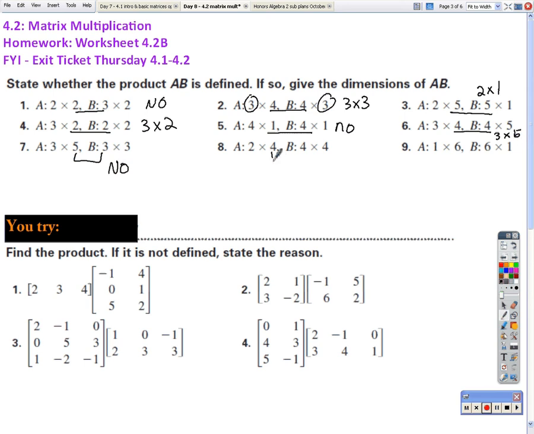These match, so my product will be 2 by 4. And then these match, so my product will be just 1 by 1. That's a fun one. Alright, find each product. If it is not defined, state the reason.